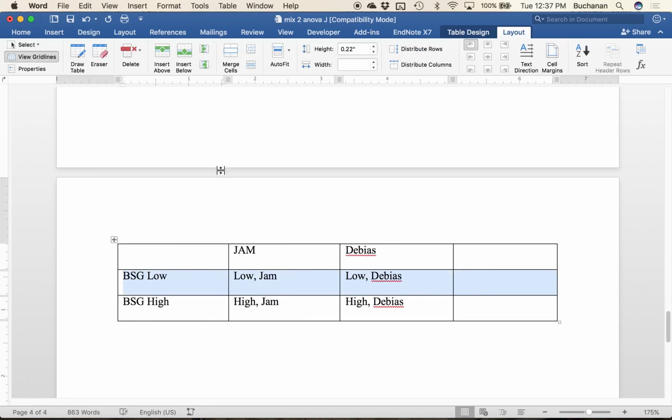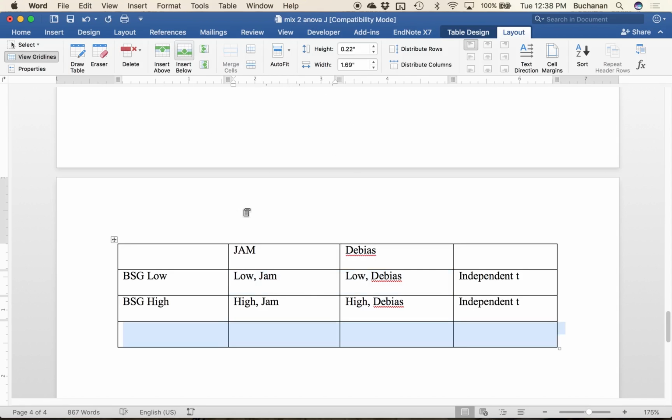If I analyze it going across, I'm focusing in on BSG low, and I'm comparing jam to debiased. When I compare jam to debiased to each other, that's actually an independent T, which seems counterintuitive because it seems like that's the repeated measures variable going across. But when I focus in on that repeated measures variable, it's an independent T test because what I'm actually comparing is jam to debiased. So the comparison here, holding low constant, jam versus debiased, is independent groups. So that's true here as well.